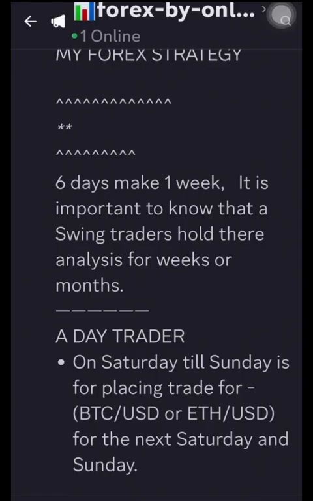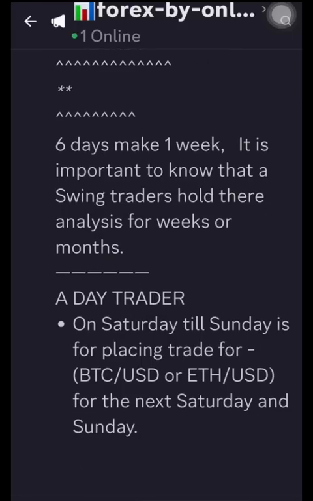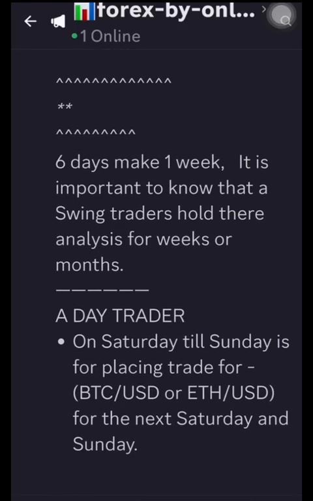It is important to know that a swing trader holds their analysis for weeks or months. I have a swing trade that I placed over a month ago, I think. Till right now, I'm still in profit because I know that my analysis is mostly correct, mostly accurate. So this is my strategy now.